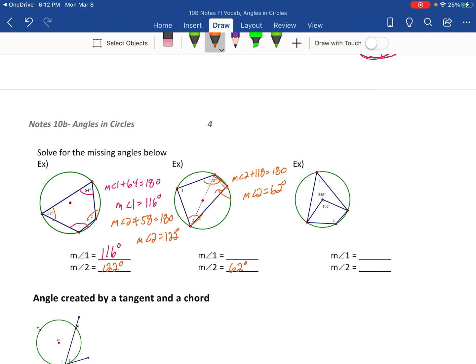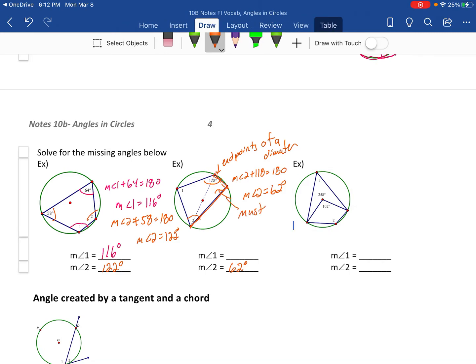And like, wait a second, Miss Holly, this I don't know. But do you see that, remember, we just went over this. These are endpoints of a diameter. So if these are endpoints of a diameter, then this angle right here must be 90 degrees. And if that angle is 90 degrees, then the measure of angle 1 is 90 degrees because 180 minus 90 is 90.